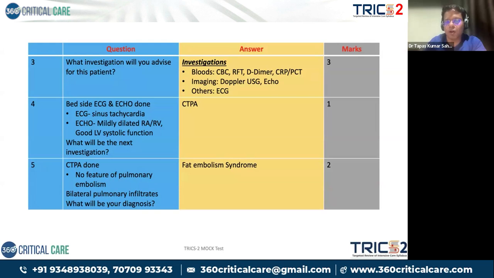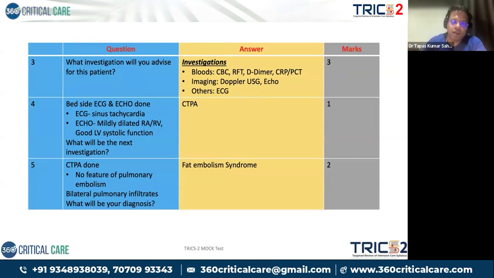If you answer all these three things, then you will get 3 marks here. Otherwise, you may feel that you have said Doppler ultrasound, thinking of pulmonary embolism or fat embolism, or echo, but you are actually getting only 1 mark, because the question is what investigations will you advise? You will not go ahead with only one investigation at this point.